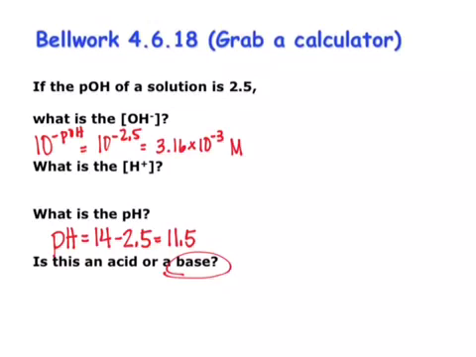How do we find H plus? Do we want to do KW, or do you guys want to do 10 to the negative pH, so 10 to the negative 11.5. And when you put that in the calculator, we get 3.16 times 10 to the negative 12.